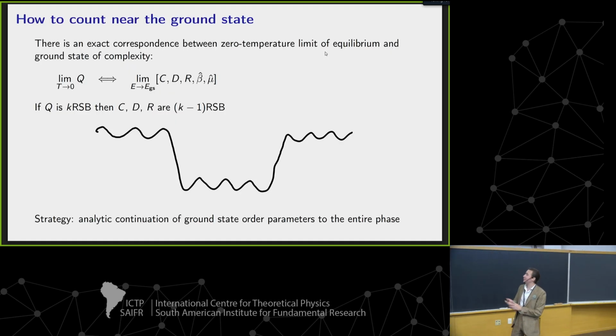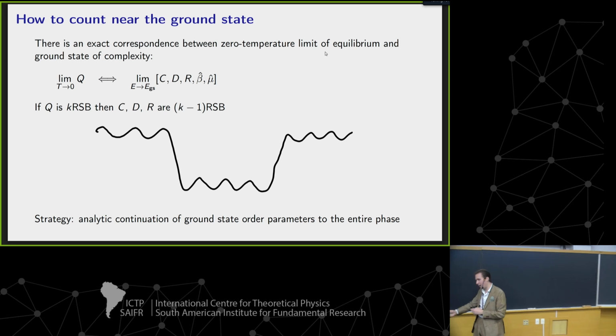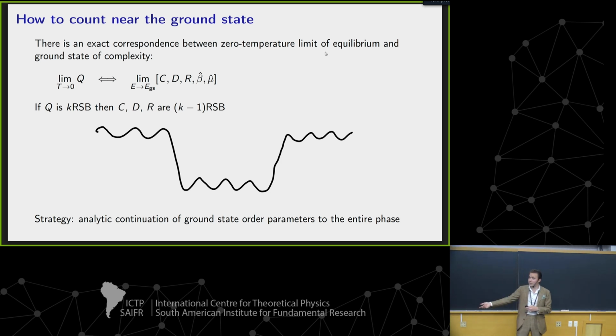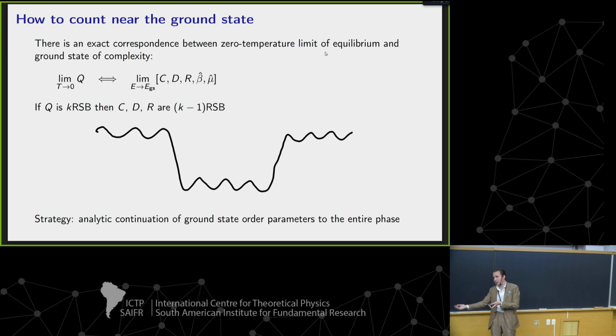Now, there is a lot like a free energy in the complexity, and in fact, in the limit of taking the energy to the ground state energy, there is a formal correspondence between the complexity and the limit of temperature to 0 of the free energy. And this should be somewhat intuitive. I mean, the limit of temperature to 0 of the free energy literally becomes the ground state energy. But this correspondence has more than just a schematic form.